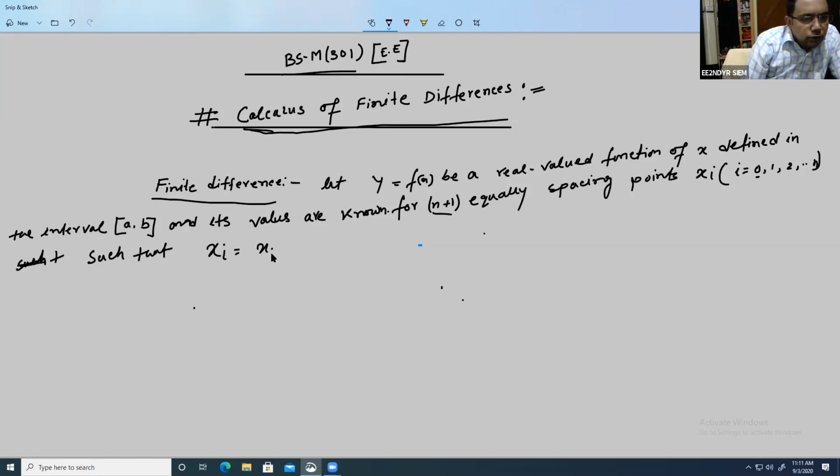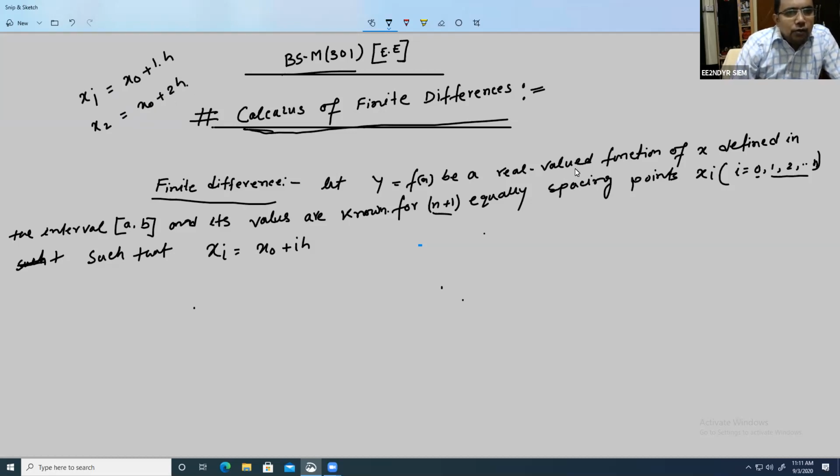xi is equals to x0 plus ih. I will explain what is the meaning of this. Say i equal to 1, so x1 is equals to x0 plus 1 into h. Next, if you substitute 2, x2 is x0 plus 2h. I will explain it numerically. Just please write the definition at first. In bracket, i equal to 0, 1, 2, up to n.